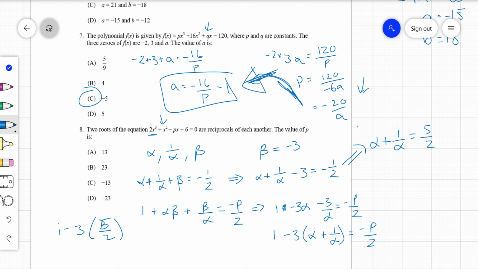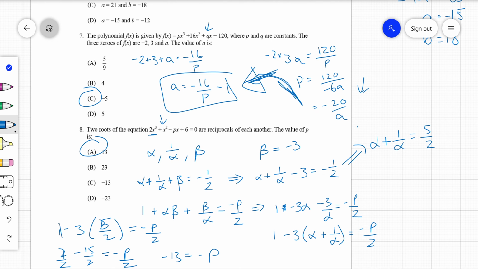which is 5 on 2s. Again, with a calculator might be easier. And that's minus P on 2. So I'm going to get 1 minus 15 on 2. So 2 on 2, take away 15 on 2 is negative P on 2. Well, they're all on 2, so 2 take away 15 is minus 13. So minus 13 is minus P. So P must be positive 13. I'm going A. Hopefully that's correct.